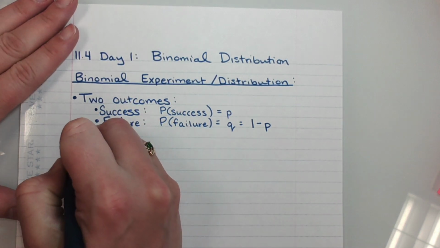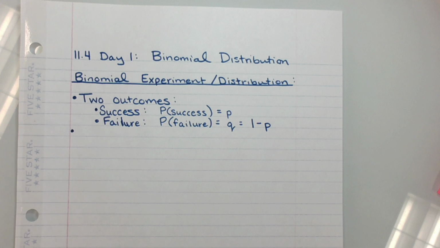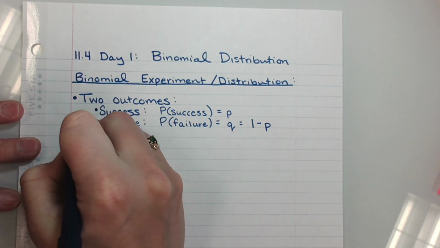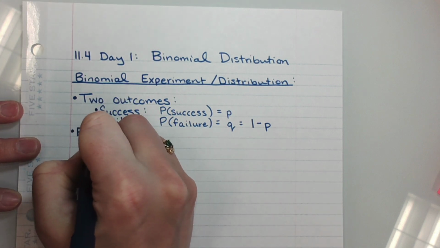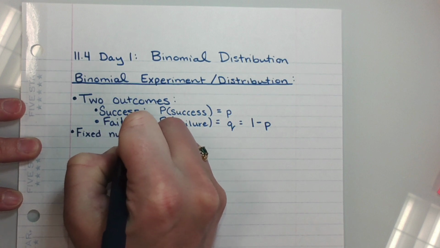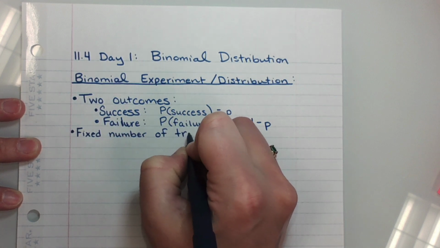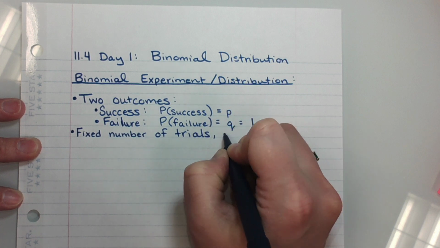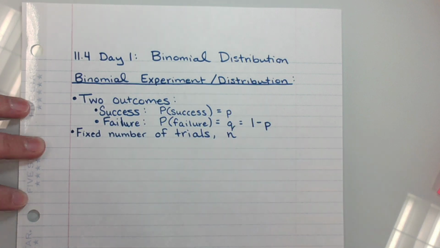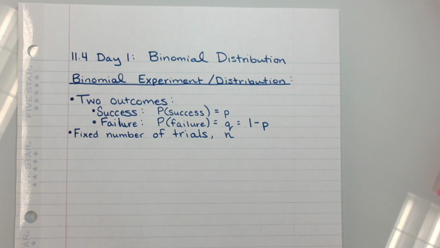There are a few other things that go with this, though. First off, there has to be a fixed number of trials. That's given by the variable n. What this means is that you have to have set up going into this knowing how many times you're actually going to do this experiment.